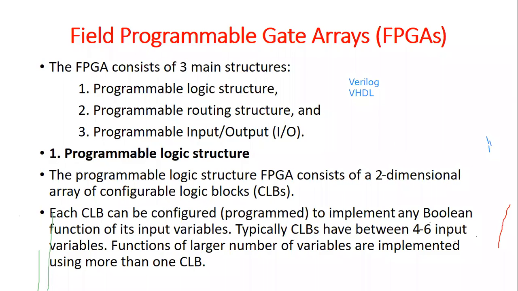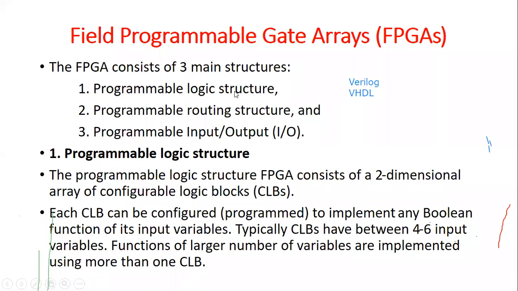Mainly, when we consider the structure of this field programmable gate array, it contains three parts. One is called the programmable logic structure, the second one is called the programmable routing structure, and the third one is called the programmable input outputs. By seeing this, you can already understand it. What is meant by programmable logic structure?